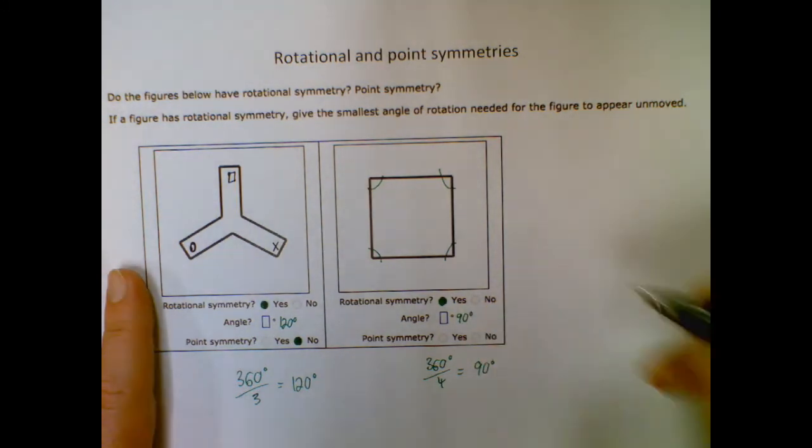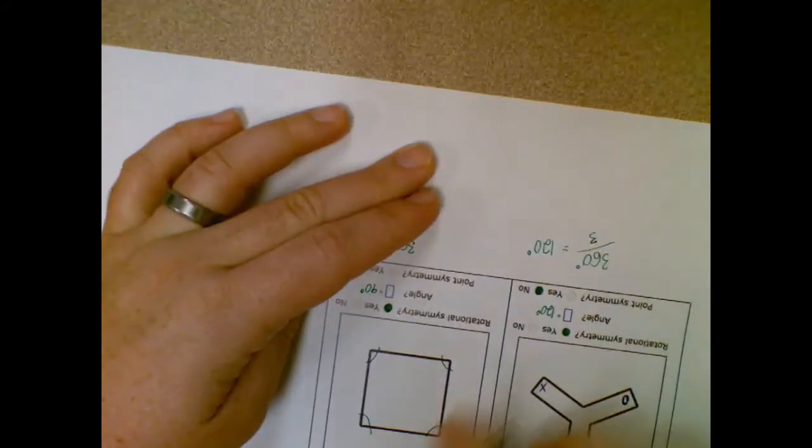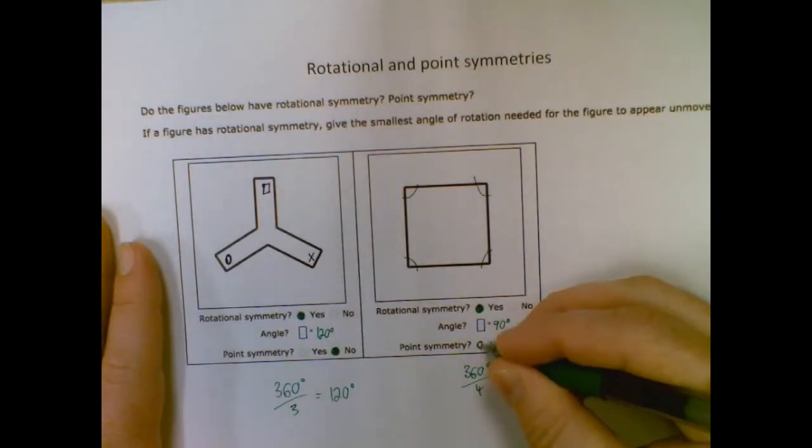Does this one have point symmetry? It actually does. So if I take this square and flip it over, it still looks exactly like a square, which is that point symmetry. I can flip it 180 degrees and it would still work.